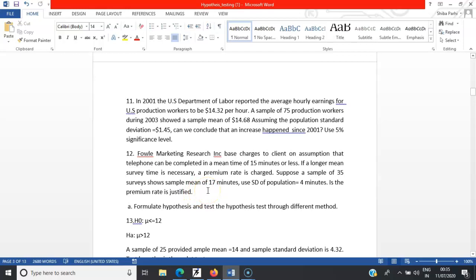So, is the premium rate justified or not? We want to test that. The alternative hypothesis is mu greater than 15, and the null hypothesis is less than or equal to 15, because less than or equal to 15 is the norm. Then you don't charge a premium. If it is more than 15, you charge a premium, so on that basis you can have a one-sided test, the right side test. For that, 15 minutes is the mu, 17 minutes is x bar, and the standard deviation is 4 minutes. This is sigma, and the sample size n is equal to 35. Through this you can do the z test. The z proportion test and the two sample z test will be in the next video.